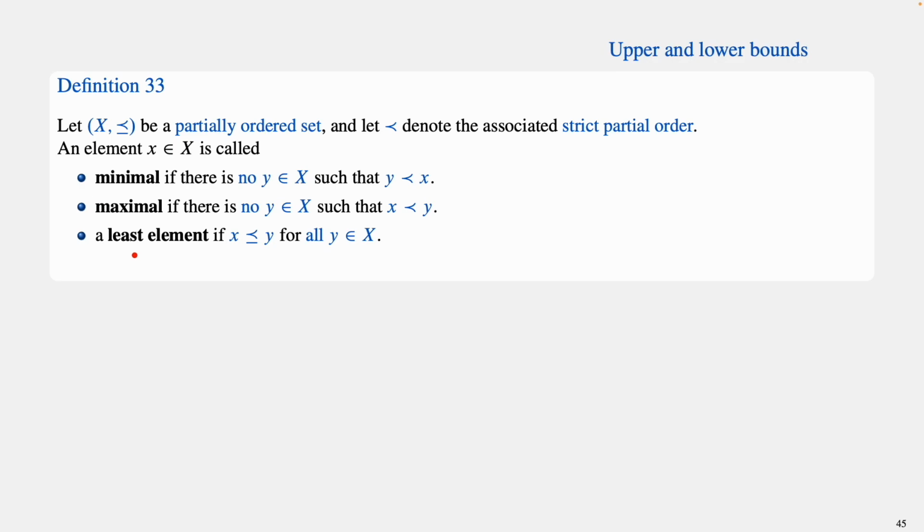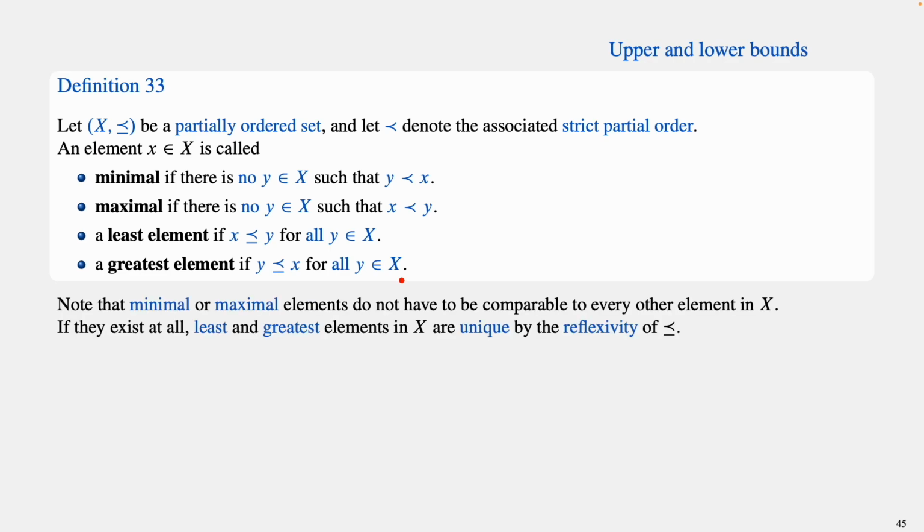X is called a least element if X is less or equal to Y for all elements Y in our set big X. And X is called the greatest element if Y is less or equal to X for all elements Y in our set big X. So these definitions are rather straightforward, but it's important to note that minimal or maximal elements do not have to be comparable to every other element.